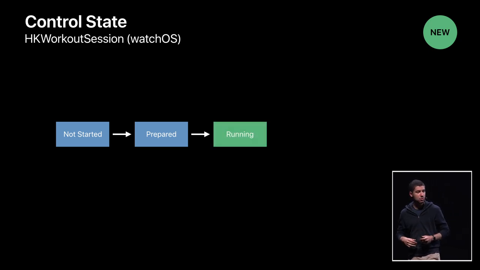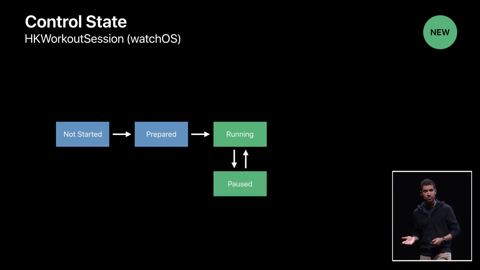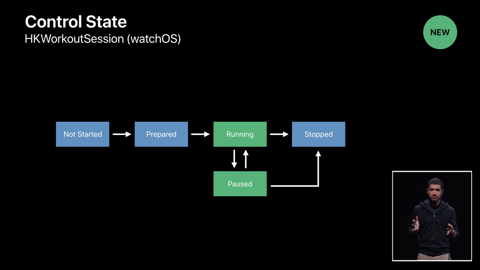After that, we can move to the running state. And here, the user is actively working out. And of course, the user can move to the paused state, back to running, and back and forth between these two until the workout is stopped.